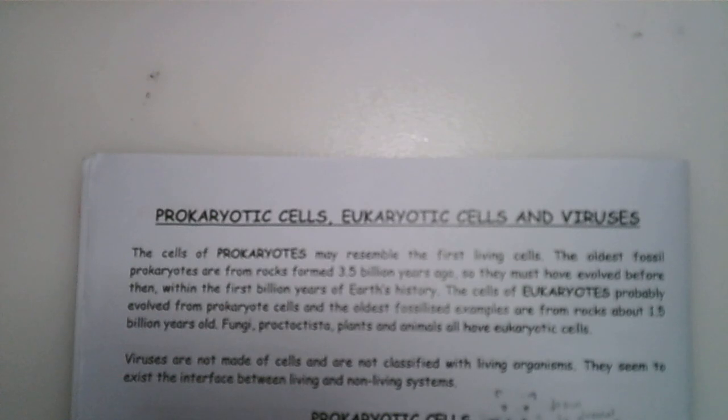The cells of prokaryotes may resemble the first living cells. The oldest fossil prokaryotes are from rocks formed 3.5 billion years ago, so they must have evolved before then, within the first billion years of Earth's history. The cells of eukaryotes probably evolved from prokaryote cells, and the oldest fossilized examples are from rocks about 1.5 billion years old.